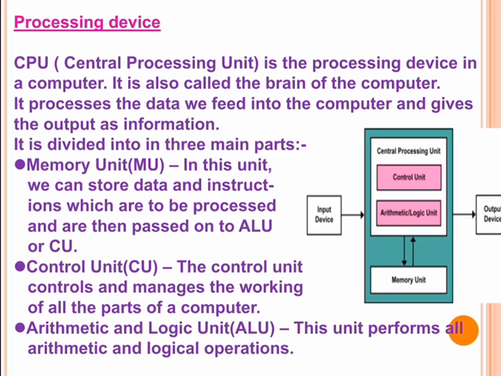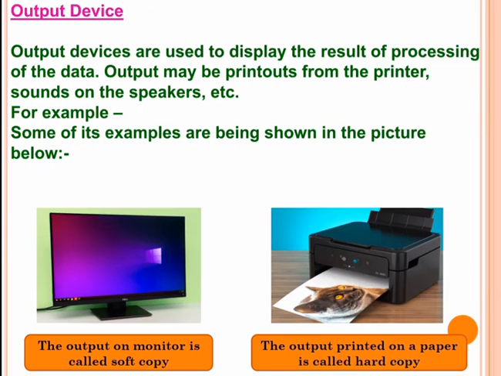Now let's know about the first one, that is memory unit or MU. In this unit, we can store data and instructions which are to be processed and are then passed on to ALU or CU. Now the second one is control unit or CU. The control unit controls and manages the working of all the parts of a computer. After that, the third one is arithmetic and logic unit, that is ALU. Now, this unit performs all arithmetic and logical functions.